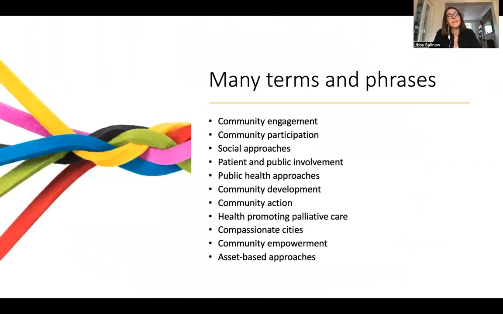One of the confusing things about compassionate communities and new public health approaches is that there are so many different terms and phrases. Here I've listed some of them: community engagement, community participation, social approaches, public health approaches, patient and public involvement, community action, community development, empowerment, health promoting palliative care, and compassionate cities, which you may have heard. This is partly because this thinking has deep roots across multiple different areas within healthcare, within public health, within community development, within more radical philosophies of empowerment and political philosophies. So it has a very wide base and draws on a very wide range of influences.